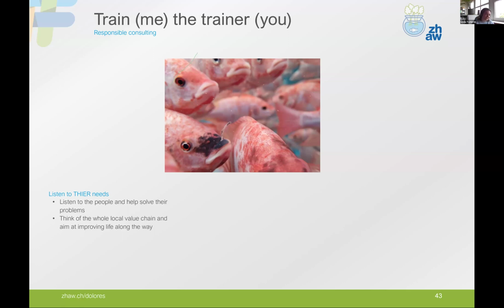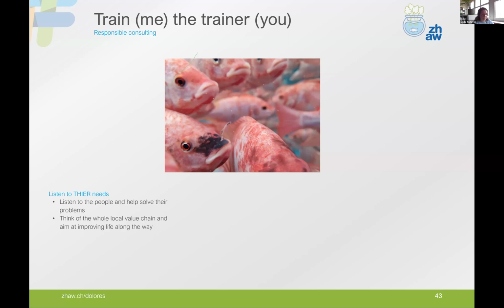And think of the whole value chain within your country. So maybe it's helpful to not only be involved in fish farming, but then also the value chain afterwards. So where are the markets? Where can I actually sell the fish? Where can the farmers make money with the fish? Have in mind that the supply chain goes the other way. So where do the farmers get the fish from? Where do they get the feed from?